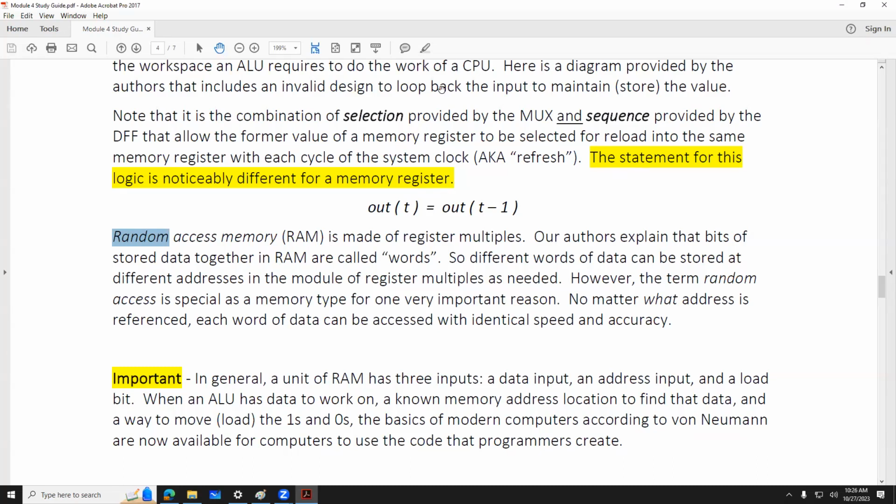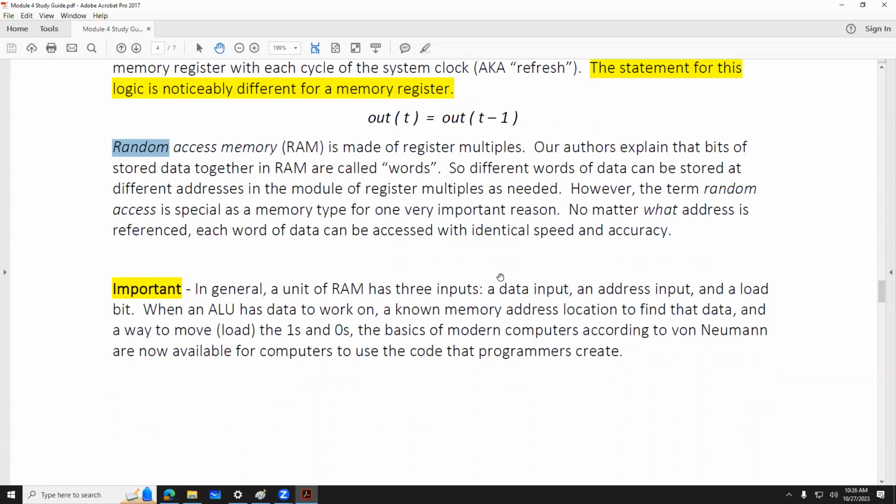where you store things, the materials, that's the hard drive. Where you're actually working on it is your table, your workbench or work table. We said RAM has three inputs: a data input, an address input, and a load bit. So the load bit is part of that mechanism for refresh. It's loading those ones and zeros.